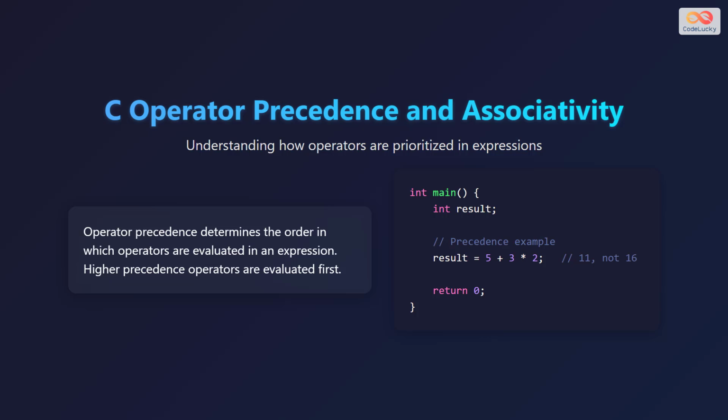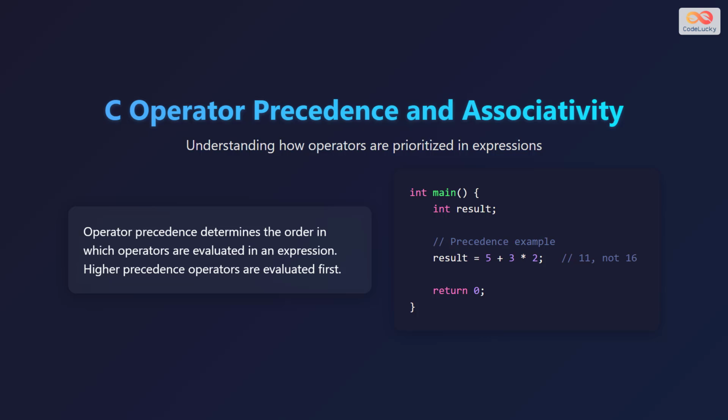In this video, we're diving into C operator precedence and associativity. Understanding these concepts is key to writing code where expressions are evaluated as intended. Operator precedence determines which operation is performed first in an expression with more than one operator. Operators with higher precedence are evaluated before operators with lower precedence.